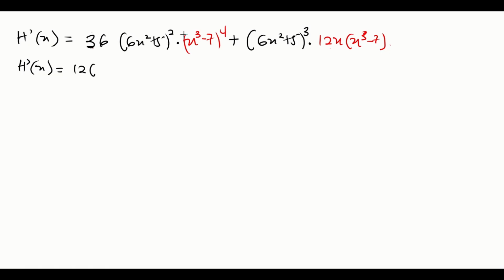So I can take what? 2 out of it, which is going to be this guy. Okay, so it means that I can factor out (6x² + 5) all to the power 2. Alright, then I can still factor out this. Now I have (x³ − 7), the same way I have (x³ − 7) over here.